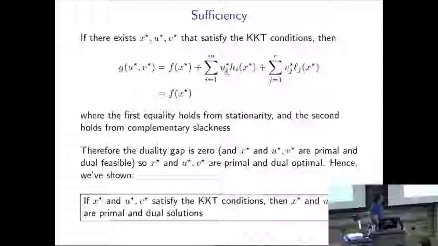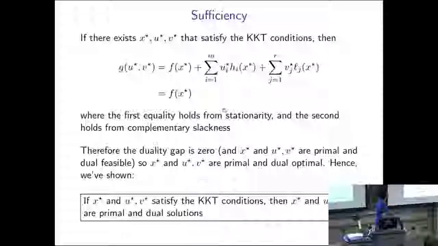And now we're going to use feasibility to say this is 0. That's one of the 4 conditions. And we're going to use complementary slackness to say that this is also equal to 0. So if x, u, and v satisfy the KKT conditions, this whole thing is equal to f of x star.